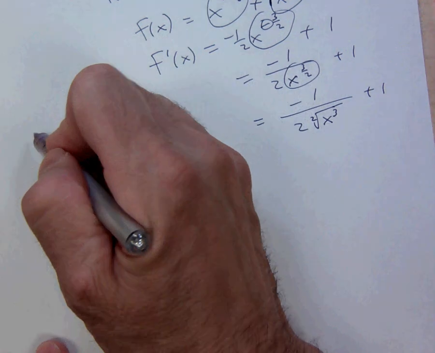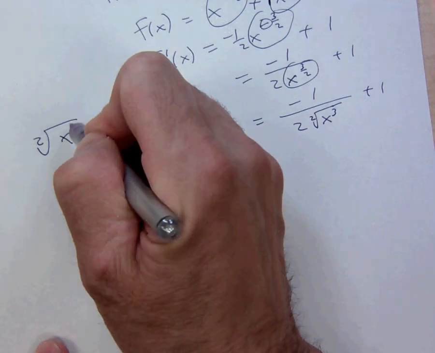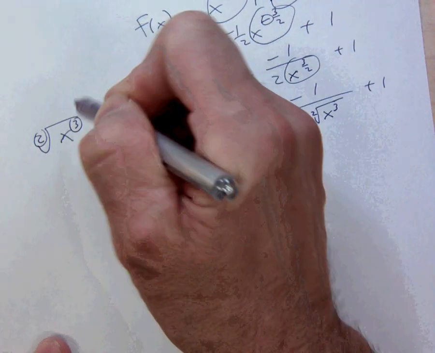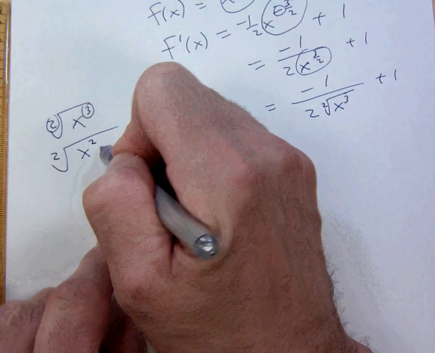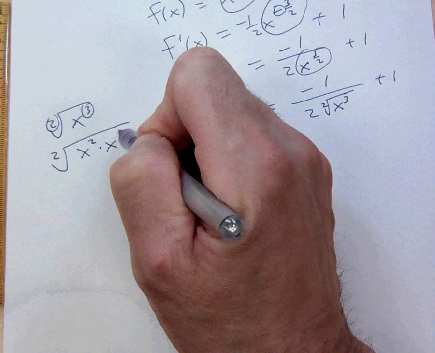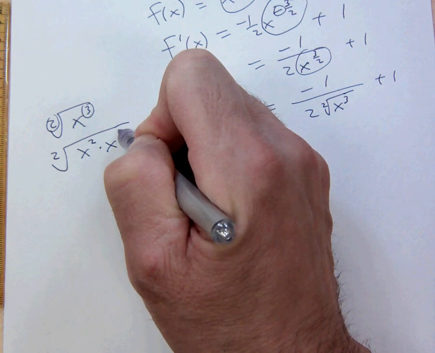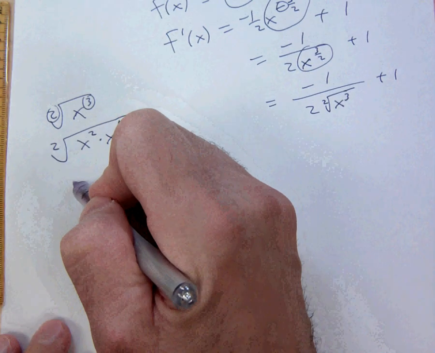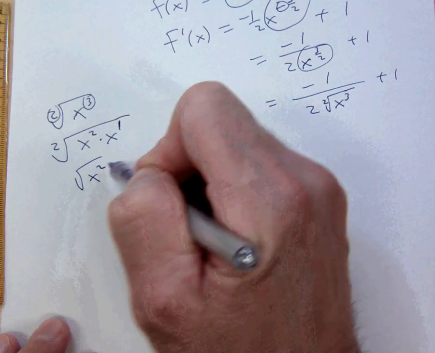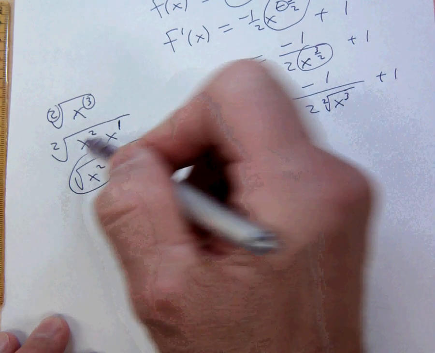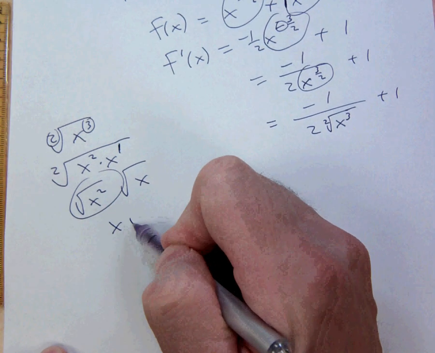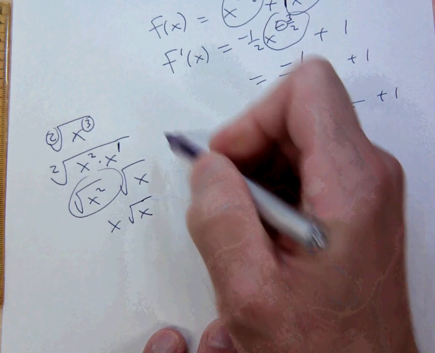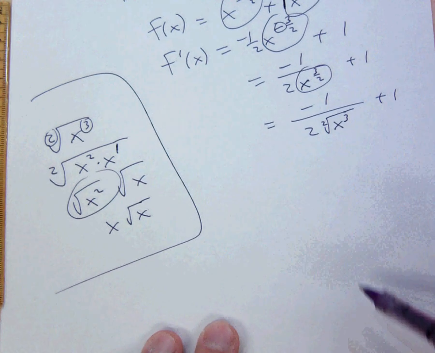So off to the side, I want to make these match. So I'm going to write x cubed as x squared times what's left over, x to the first. And I'm going to split that up into the square root of x squared times the square root of x. And this just turns into x. Okay, so off to the side, I did some more algebra.